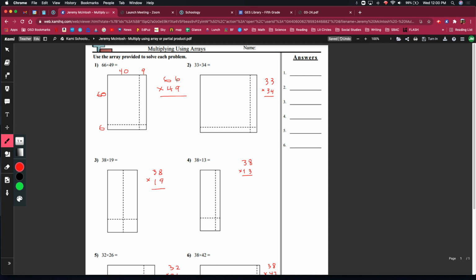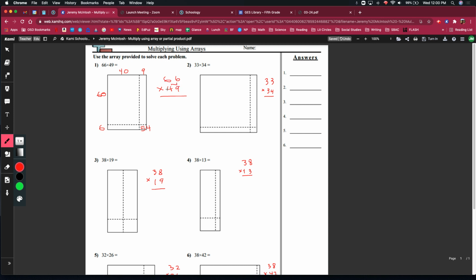When we do the algorithm, we always start with the ones place, 6 times 9. So we're going to do the same thing here, 6 times 9. And 6 times 9 is going to be the smallest area. That's going to go down here in this little box. So that's going to be 54. 6 times 9 is 54. And then the next thing I want to do is 9 times 60, because that's the next step in our algorithm. So 6 times 9 first.